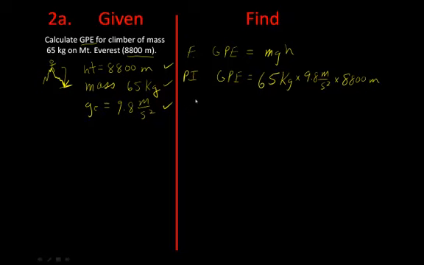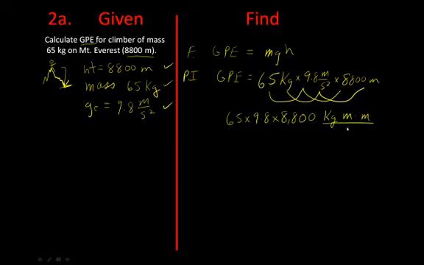So our next step is to go ahead and put these numbers together. That's 65 times 9.8 times 8,800, and let's put all the units together. Kilograms, meters per second squared, meters. So kilograms, meters times meters divided by seconds squared. Oh, so we have kilograms meters squared per second squared, and we already know from the prior problem that that is equal to a joule.